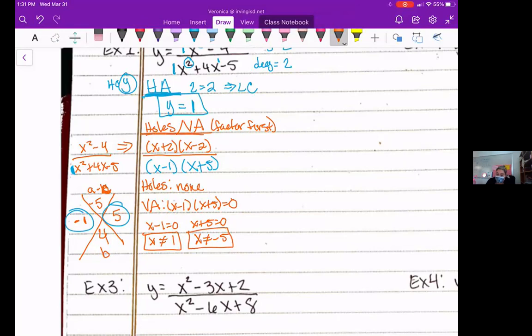So we have found the holes, which are none, and then the vertical asymptotes. Okay, so now, what are we still missing? The number of branches. The number of branches comes from vertical asymptotes. We have two asymptotes, so 2 VA plus 1 is going to be 3 branches. So we're going to have 3 branches, which means we're going to have 3 sections to this function.